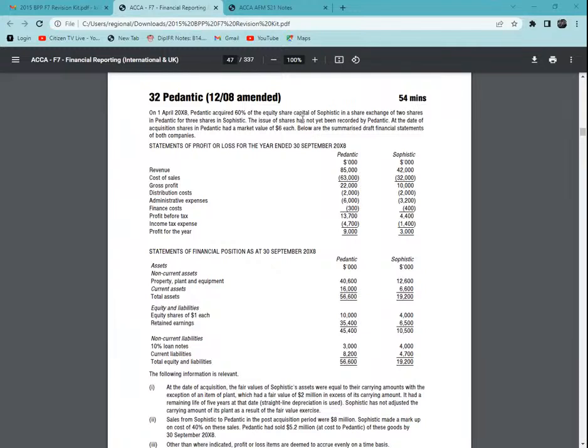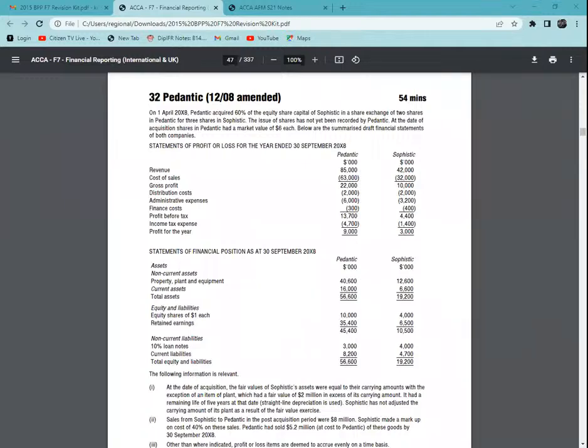I'm not interested in the statement of profit or loss. I am interested in today's class: showing you how to get the statement of financial position as at 31st September 08. So they have given us here for Pedantic and for Sophistic. My role today is to show you how to consolidate. And consolidation is an easy thing.